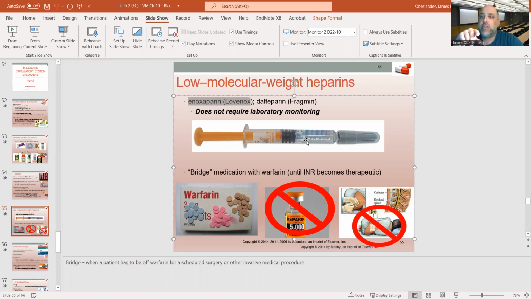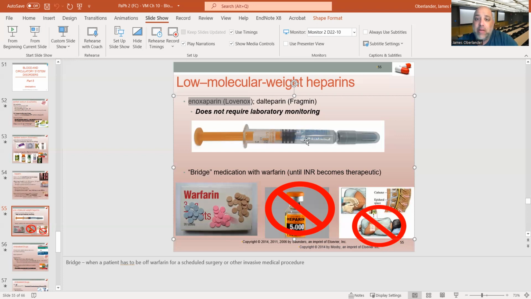Cool. How do you pull it out? You open up the package, it's pre-filled. What do you do next? Clean the site and administer. Okay, you're missing a step. You don't have to worry about it being primed because the needle's really, really small.